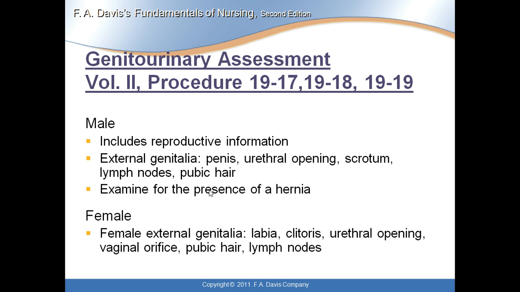So this section is the genitourinary assessment. For a male, this includes the reproductive system and gathering the information. You're going to look at the external genitalia. You'll look at their penis, their urethra, the opening. You'll check for the scrotum, lymph nodes, and pubic hair. You'll examine for the presence of a hernia. And for females, you'll actually assess their external genitalia, which is the labia, the clitoris, the urethral opening, vaginal orifice, pubic hair, and lymph nodes.